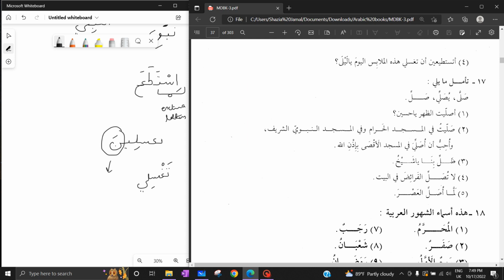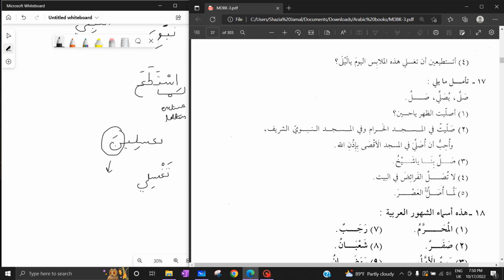Salli, now this is command. Up till here we used past tense and present tense, and now command. Salli bina means pray with us. Bina, pray with us. Ya Sheikh means O Sheikh, O Mister. La tusalli, this is negative command. La tusalli al fara'ida fil bayt.